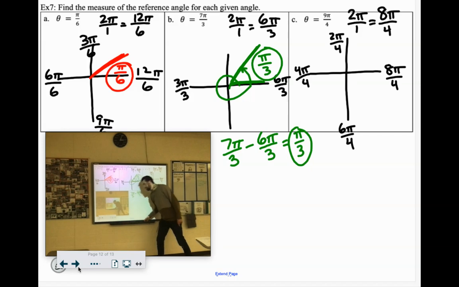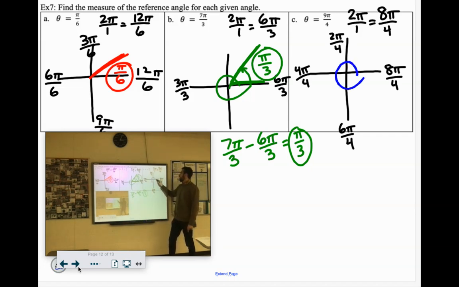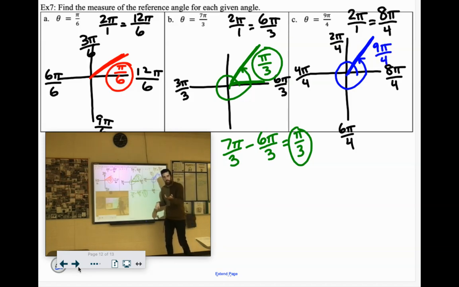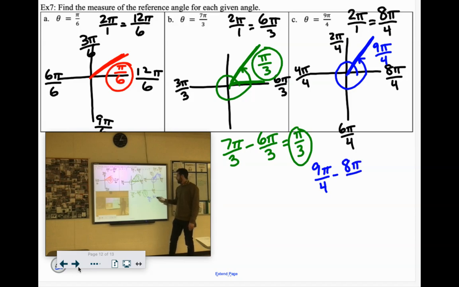So let's do this one in blue. We got one full rotation for 8 pi over 4, and we need 9 pi over 4, which will end up right here. 9 pi over 4. But again, we need to subtract our full rotation. So 9 pi over 4 minus a full rotation, which is 8 pi over 4, leaves us with just pi over 4 as our reference angle.